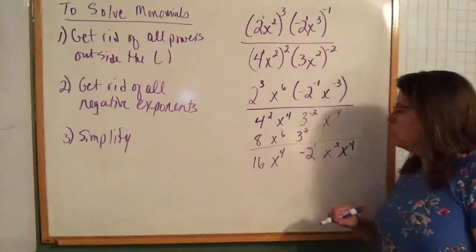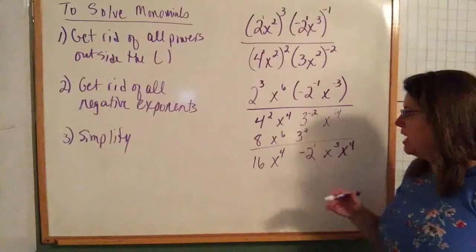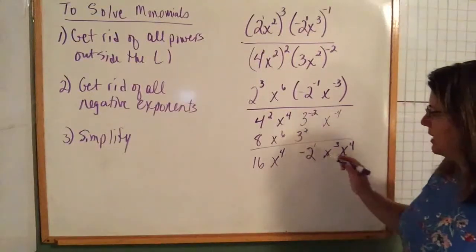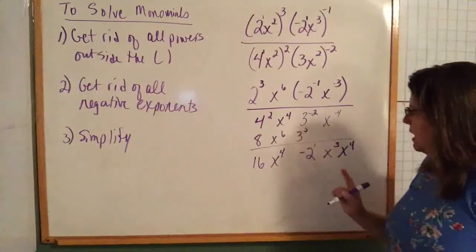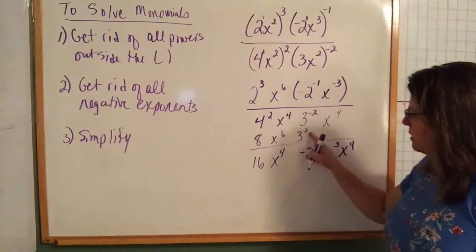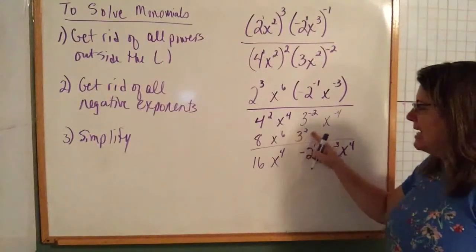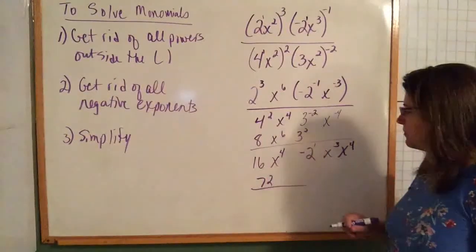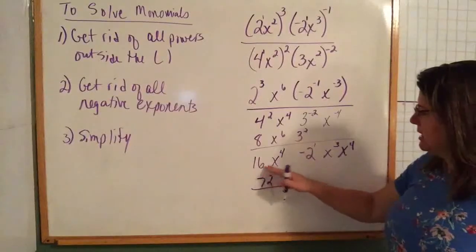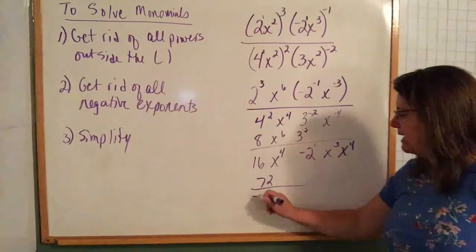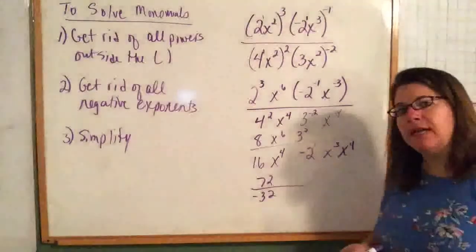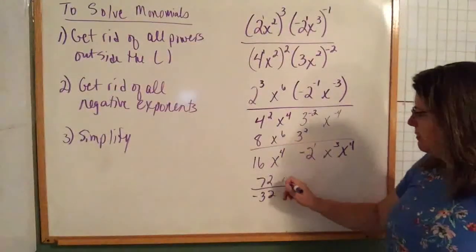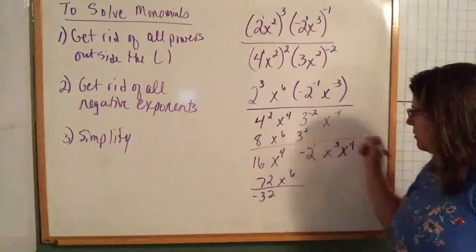Then I need to work on my coefficients or my number values first, and then I'll deal with some of the exponents. So here, if you see, this is 3 squared. Well, 3 squared is 9, and 9 times 8 is 72. So I'm going to go ahead and write that out. 16 times negative 2 is a negative 32. I'm going to go ahead and put that in there. And then that x to the 6th, I'm going to keep it on the top. There is nothing up there to put it with.